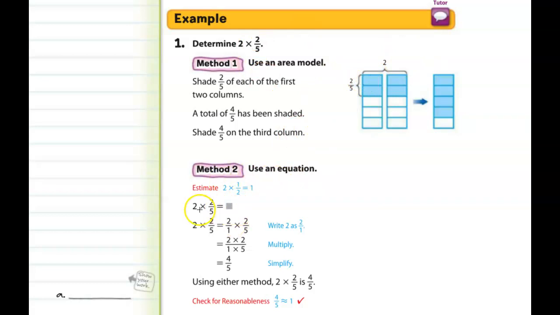All right, so method 2, they set up the problem 2 times 2/5. We're multiplying a whole number by a fractional part, so our product is going to be less than 2 as the answer. 2 times 2/5 is the same as 2 over 1 times 2/5. 2 times 2 is 4. 5 times 1 is 5. And so we end up with 4/5, which is less than 1, definitely less than 2. And that's how this works.